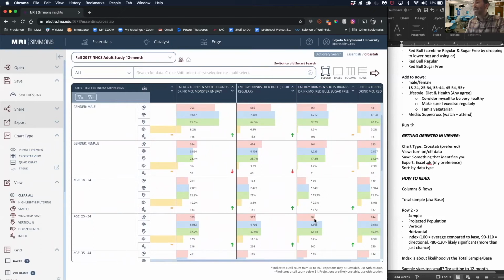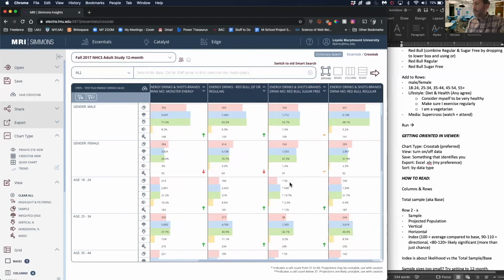Well, now we've got 98 people in our study, or maybe it was 50, or whatever it was. So among all Red Bull drinkers, what percent of them are 18 to 24? It would be 21%. Among 18 to 24-year-olds, what percent of them drink Red Bull regular? Well, now we're up to 10%.